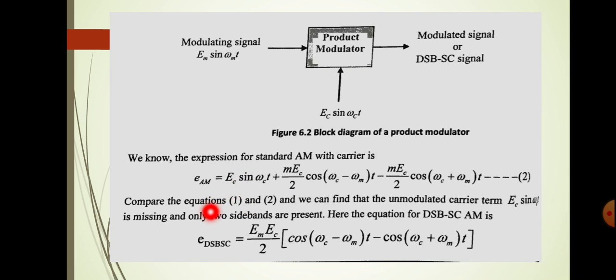So we have now obtained the DSB-SC when we are giving the modulating signal and carrier signal to the product modulator. We will get the DSB-SC signal, and its equation is EM EC by 2 into cos omega C minus omega M into T minus cos omega C plus omega M into T. You can see here that there is no carrier signal in this case. It contains the upper sideband and lower sideband signals. So we can say from the equation that in the DSB-SC signal, the carrier signal is suppressed.